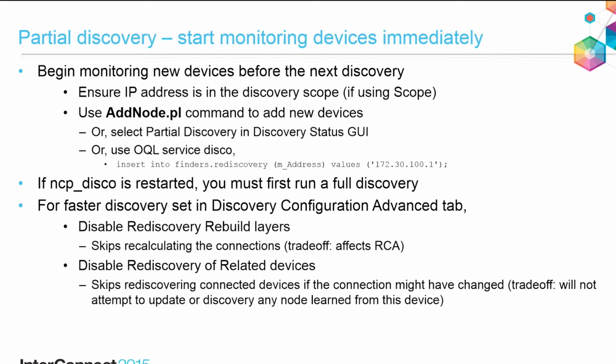The other one is disable the rediscovery of related devices, and this tells the discovery not to worry about discovering new devices that it might find when it discovers the ones that you're asking it to. So, in other words, you're telling the partial discovery to only discover this device or these devices that I'm telling you to.